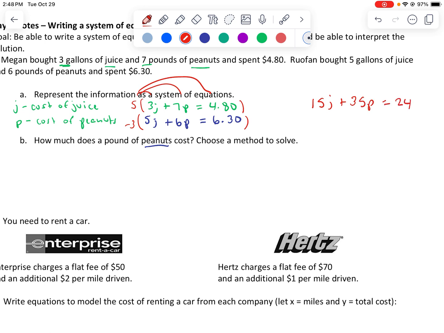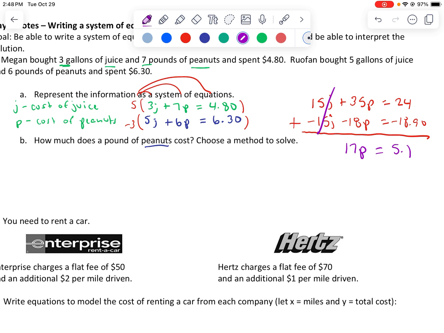So I'm going to distribute the -3 on the bottom. So I'm going to have negative 15J minus 18P equals negative 1890. Then when I eliminate, remember you want one of your variables to go away. The J's go away, or the juice. So then 35 minus 18 is going to be 17P. And then 24 minus 18.9 is going to be 5.1.